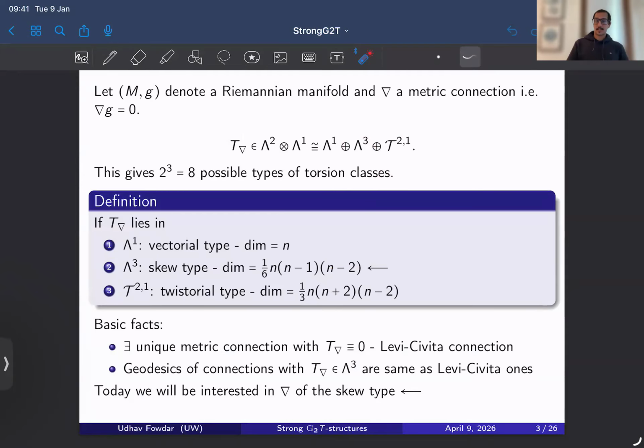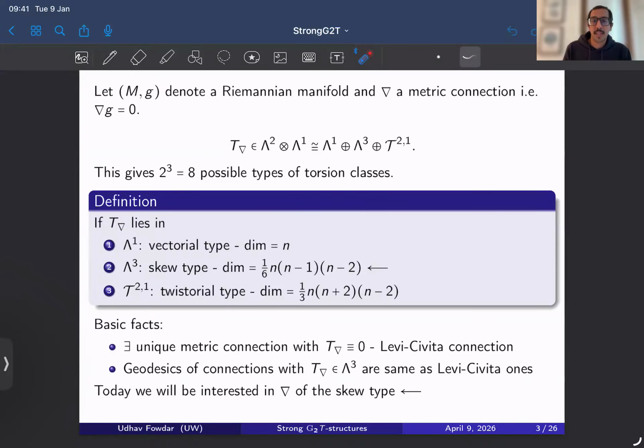Okay, so some basic facts about metric connections: the fundamental theorem of Riemannian geometry tells us that there's a unique connection which preserves the metric and is torsion-free. This is the Levi-Civita connection. And connections with skew-symmetric torsion can be characterized as connections whose geodesics are in fact the same as the Levi-Civita ones. So if you're interested in studying Riemannian geometry from the point of view of geodesics, there's no preference for taking the Levi-Civita connection over another of these connections which have skew-symmetric torsion.